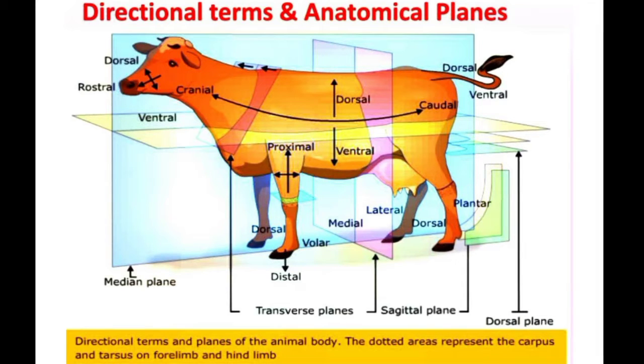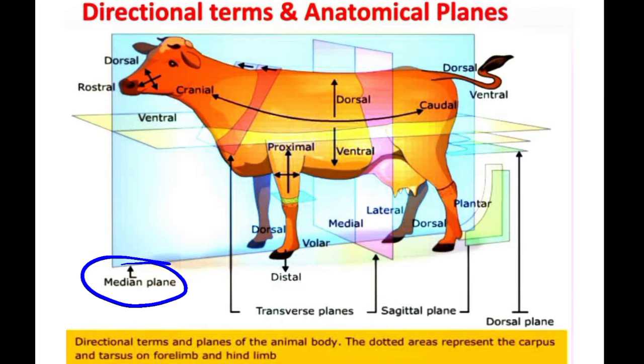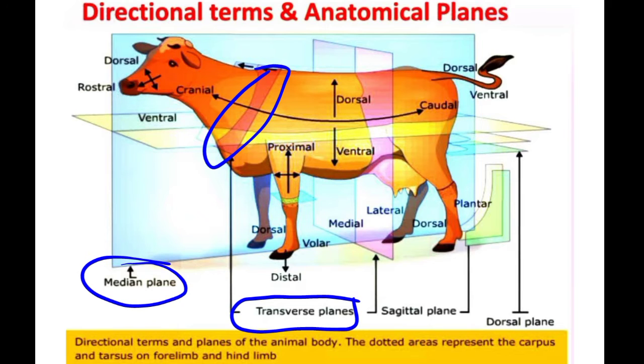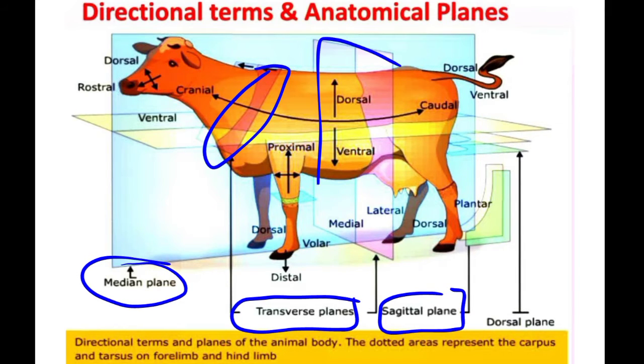Myself Naresh Sharma. Today we will be talking about some directional terms, anatomical planes and some basic terminology of the anatomical subject. First one, longitudinal median plane. The median plane divides the animal body into equal parts. Transverse plane, it is the cross-sectional plane of the animal body. Transverse section. Sagittal plane, it is the plane which is parallel to the median plane.